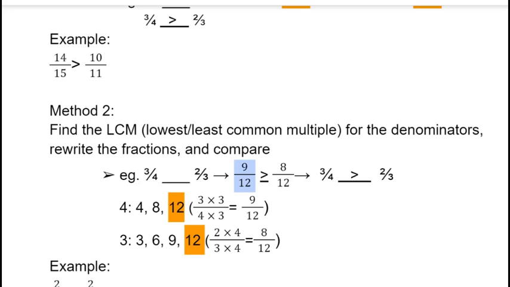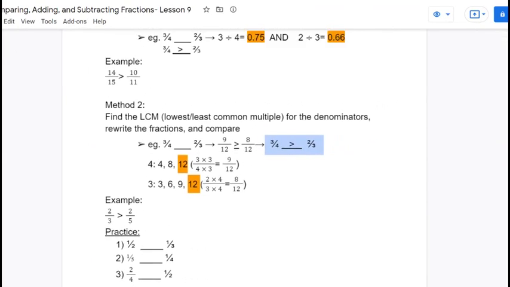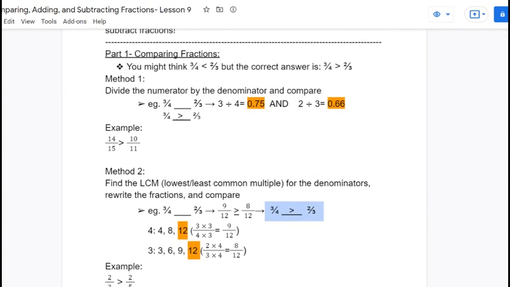If we want to rewrite that using the fractions we were given, we would say 3/4 is greater than 2/3. So you can see either method works for comparing fractions. You just choose whichever one you like better. If you like working with decimals or if you like working with fractions, it's your choice.